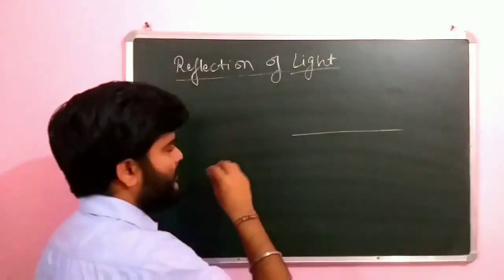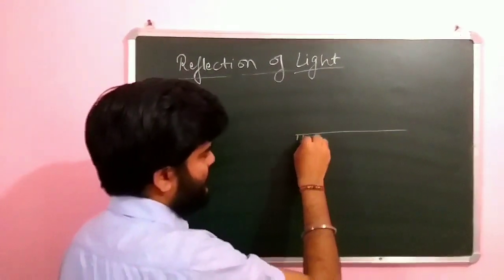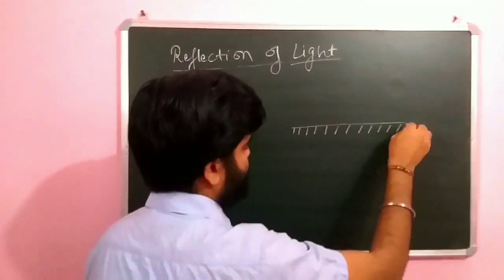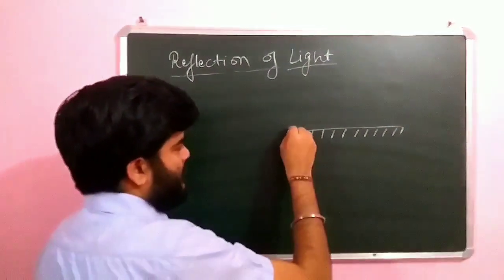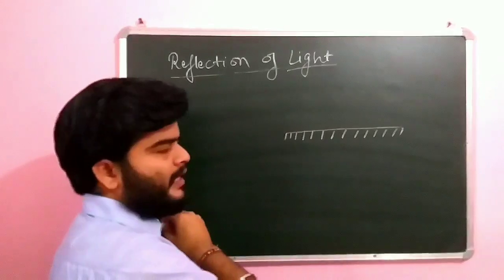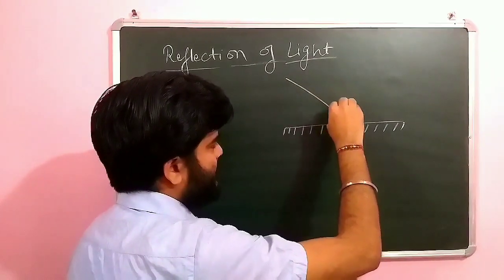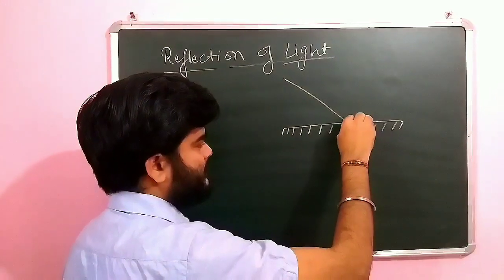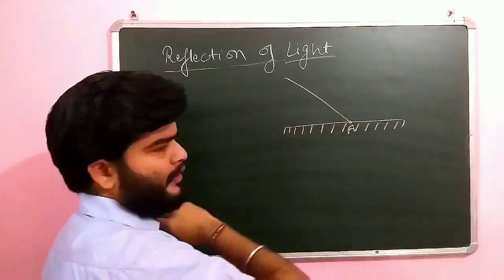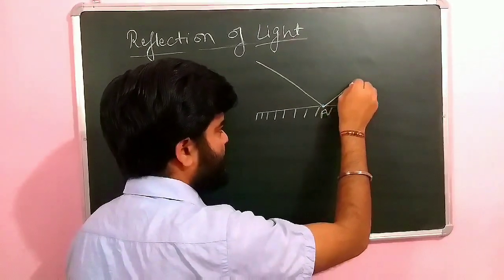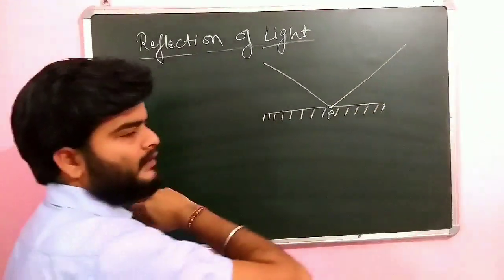See, a plane mirror has one side polished. When the light is incident on any point, let's say a point, it will get reflected with the same angle.